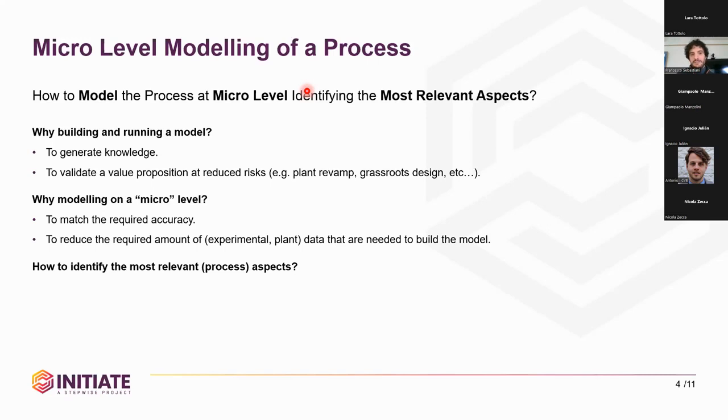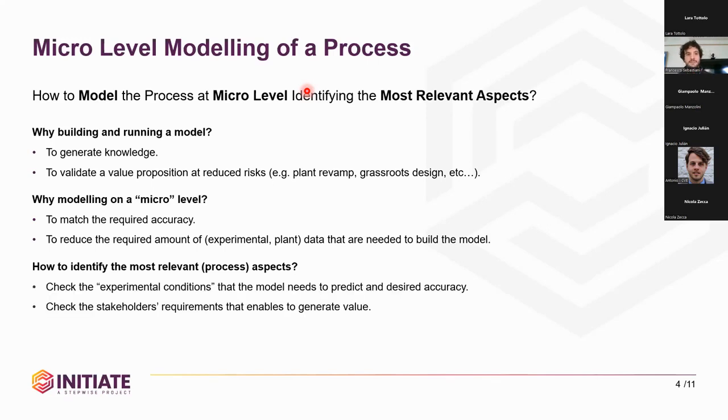And finally, how can we identify the most relevant process aspects when we start to dive into more and more micro level? Well, that starts from the research question in the first place. So what experimental condition, what real life situation do we want to be able to predict? And what's the desired accuracy? And that again comes, when we are trying to develop a technology, from the requirements, including the KPIs that were mentioned in the first presentations before. What requirements do we need to meet to verify, to validate this value generation and actually achieve it?